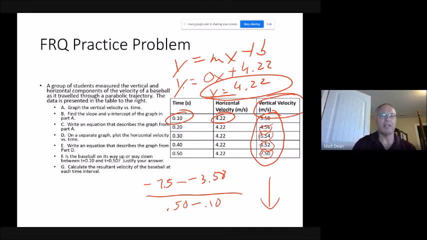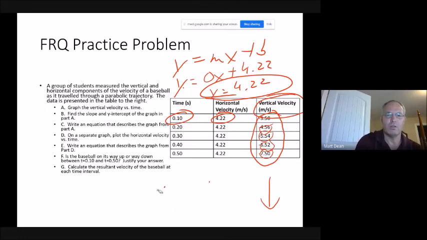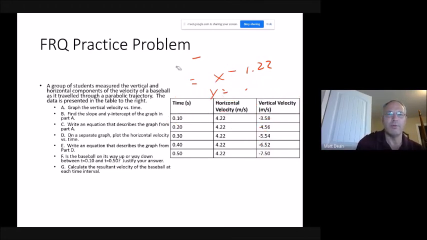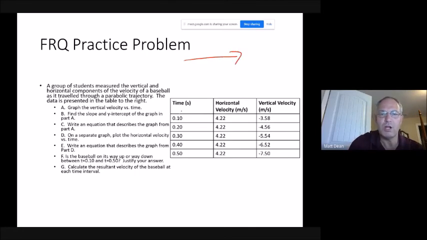And then finally, calculate the resultant velocity of the baseball at each time interval. So the resultant means we need to add together the vertical and the horizontal components. We're not going to do this for all of these time intervals because it works the same way, but let's do it for the first two. The easiest way to do this is to draw your horizontal in first. So we'll start here. Our horizontal component is 4.22. At that time, our vertical is negative 3.98.